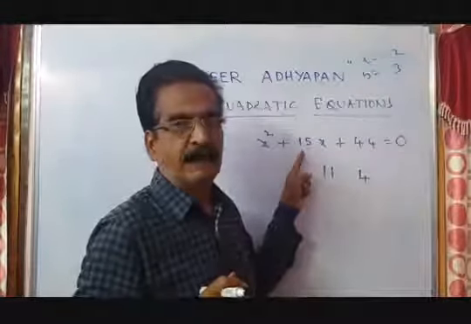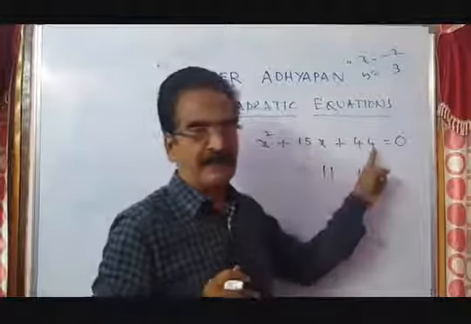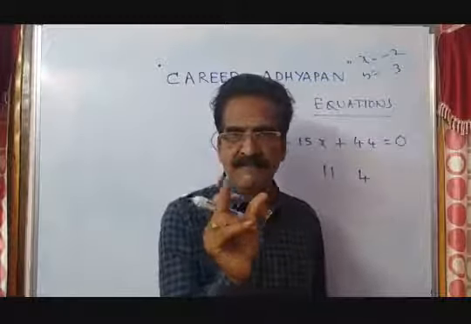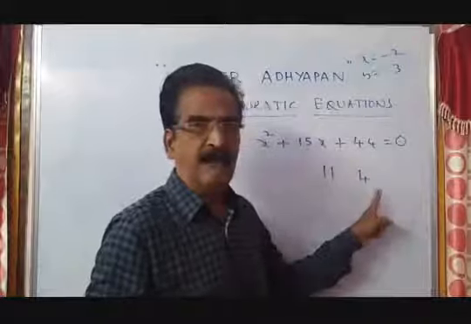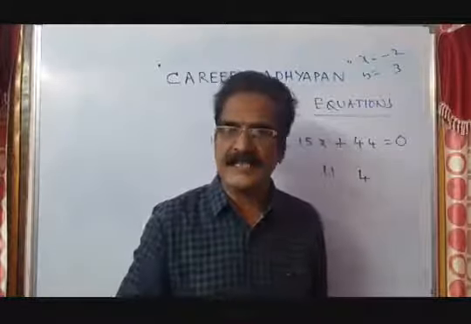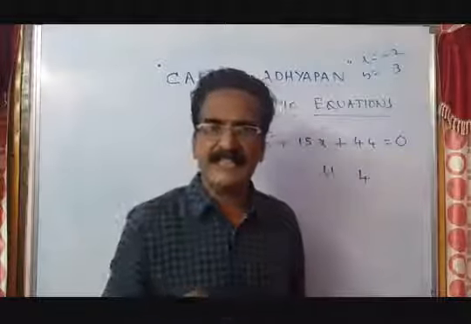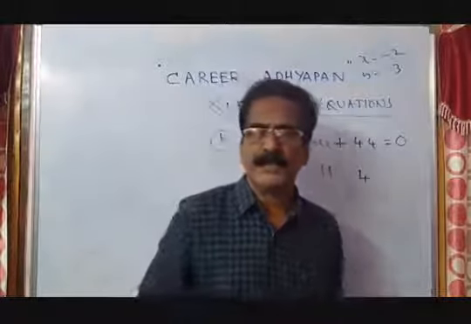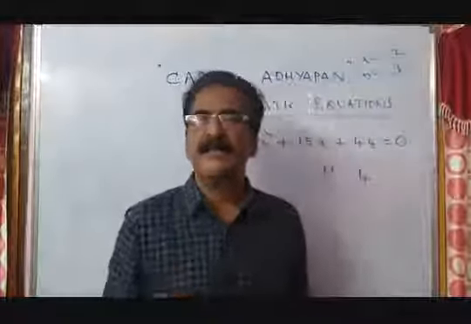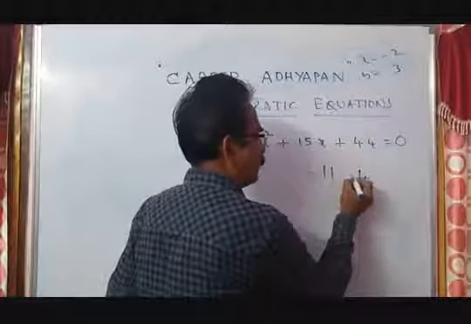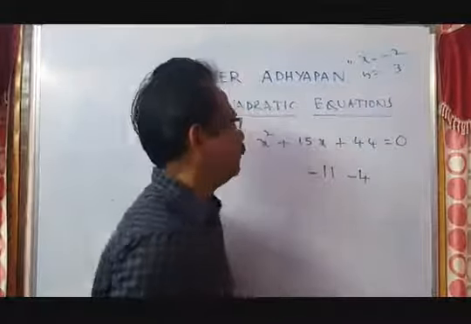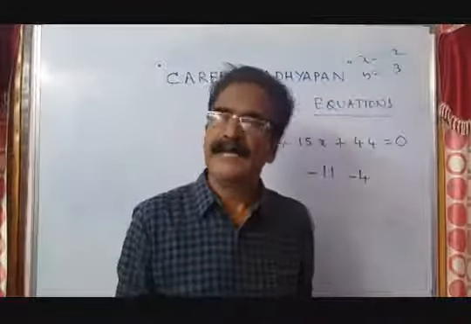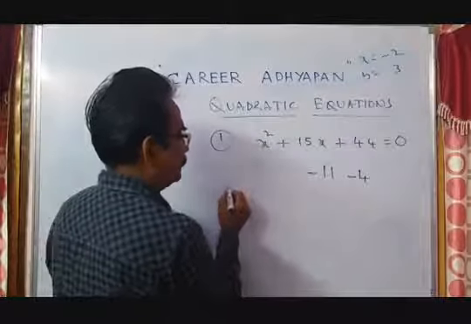Sum is 15, product is 44, which means the values must be 11 and 4. Then we have to decide the sign. Here all a, b, c are positive, so both the roots will be negative. So the x values of this equation are minus 11 and minus 4. I shall consider one more example.